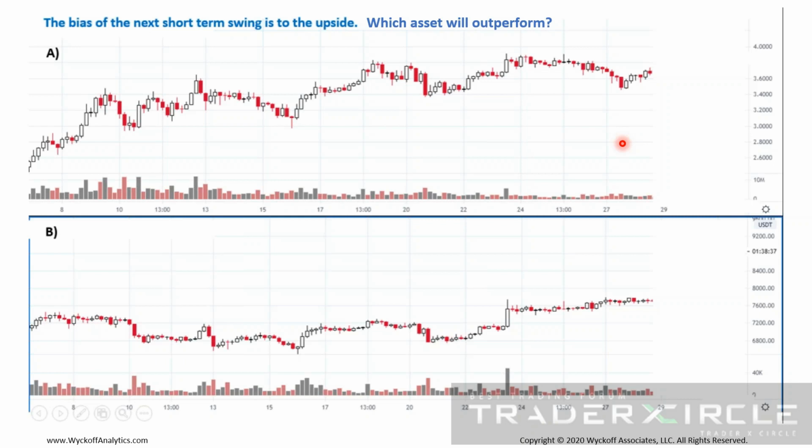I'll take a short break, just 1 minute, but in the meanwhile, please type your answer. Asset A or asset B? 1 minute.